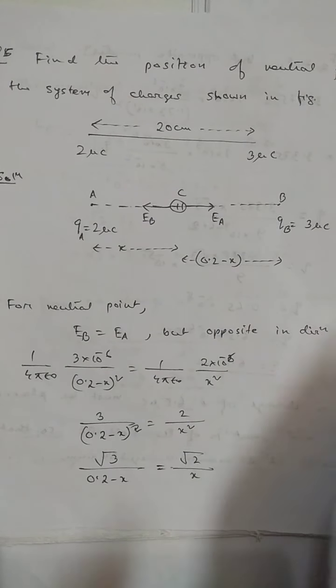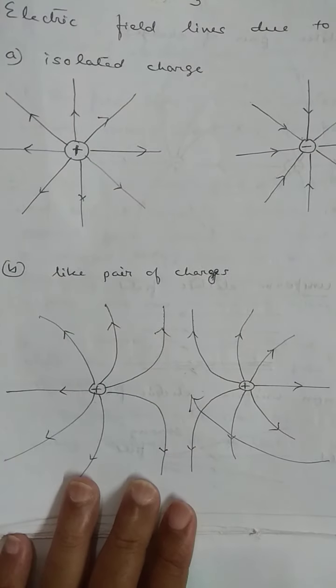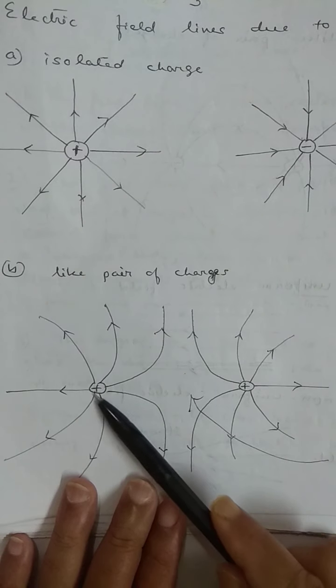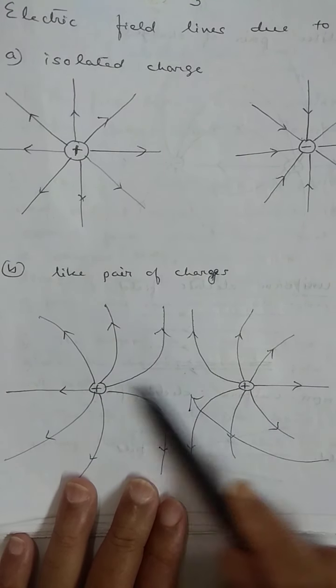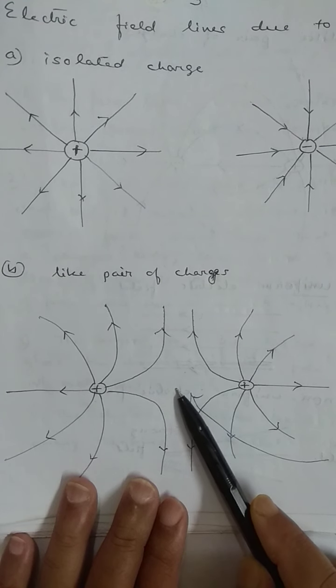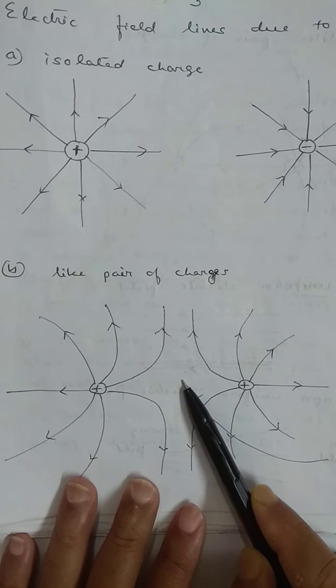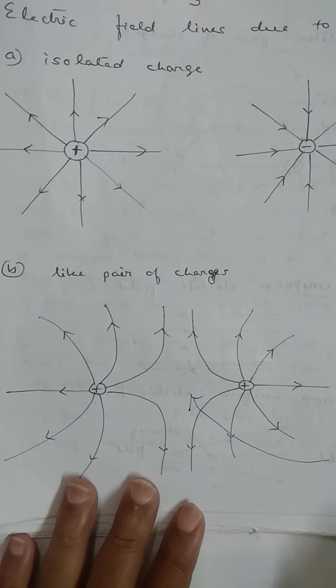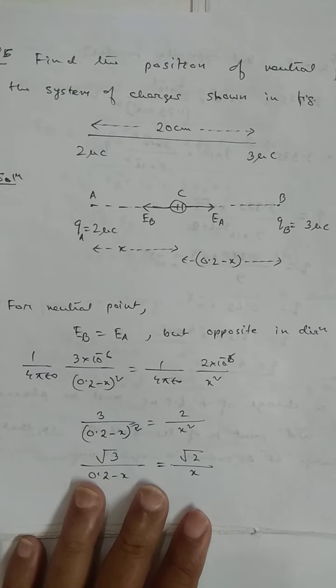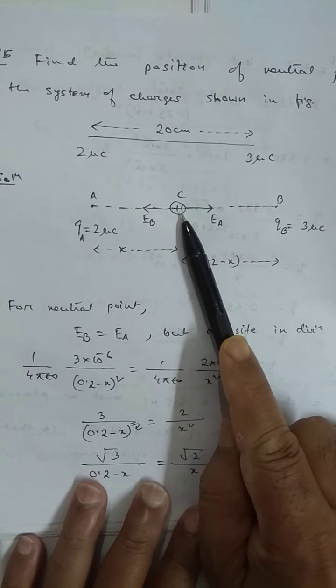In the last class, we drew the lines of force for two like charges. When the charges are like charges, in between the two charges, what happens? The net electric field intensity is zero, so there are no lines of force. I mean, here the electric field is zero. So here also we have to find out the position of the neutral point.